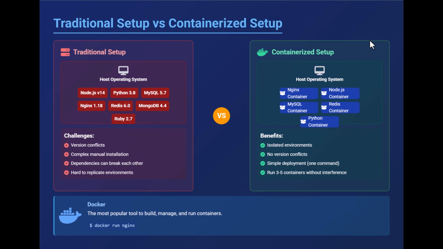In this slide, we are going to break down one of the biggest reasons why containers, especially Docker, have completely changed how we deploy software. Let's compare the traditional setup versus the modern containerized setup. As you can see, the traditional setup is an old school setup. Everything, Node.js, Python, MySQL, Nginx, Redis, MongoDB, is installed directly on the host operating system. These services share the system resources and that leads to a bunch of issues.